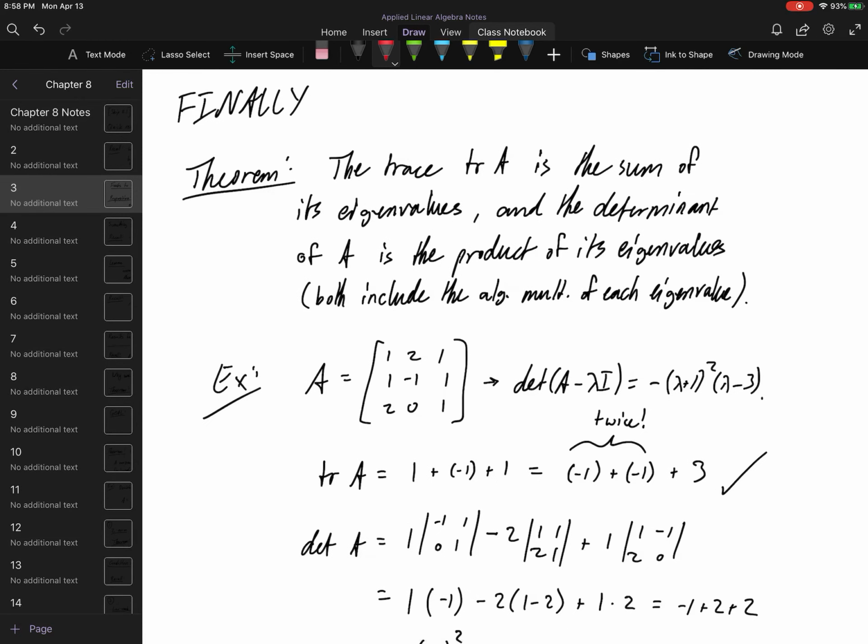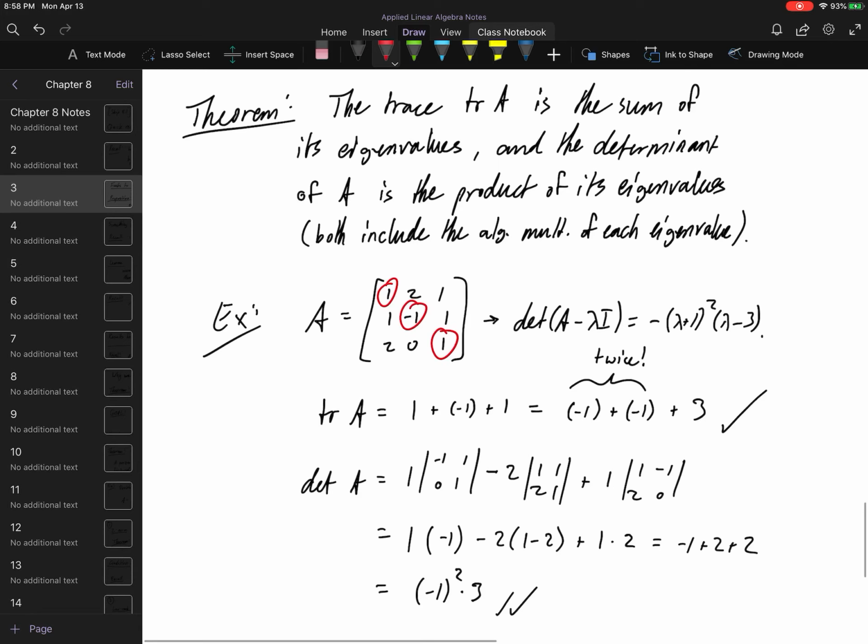And the final theorem that you're going to have to remember from first semester is that the trace of a matrix is the sum of its eigenvalues, and the determinant of A is the product of its eigenvalues. Specifically, the trace, remember, is the sum down the diagonal of the matrix. And it turns out that this is exactly the same as if we computed all the eigenvalues and then summed them together.